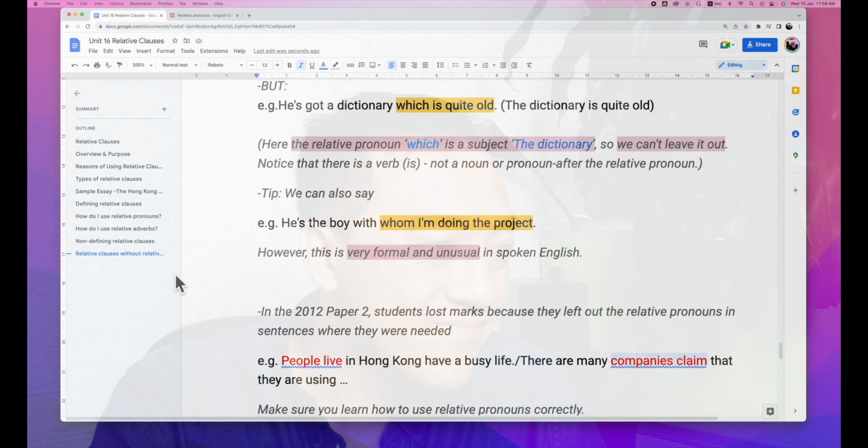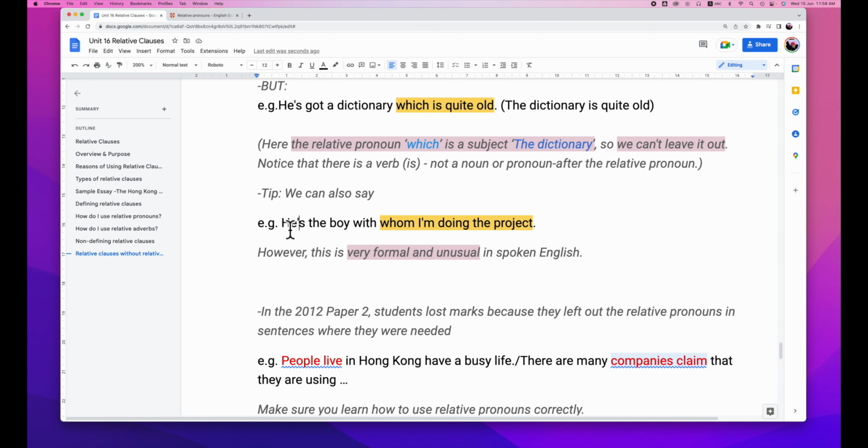That's another way to talk about the relative pronoun whom. Let's take a look at what situation we could apply it. He's the boy with whom I'm doing the project. It's a very formal and unusual way in spoken English, but in written English, it is really common.